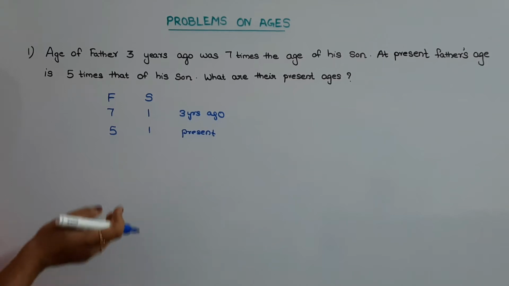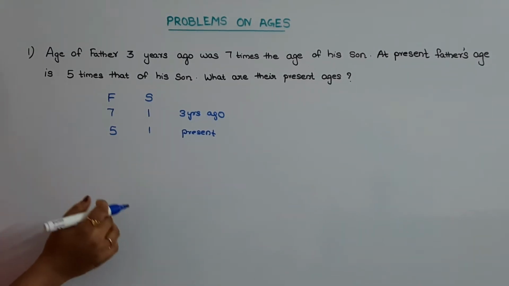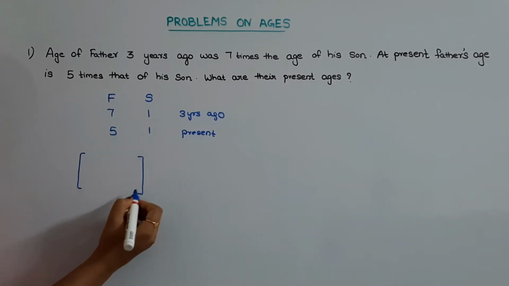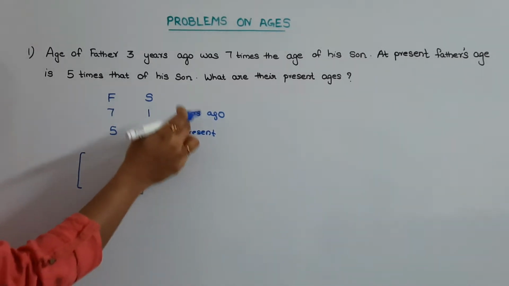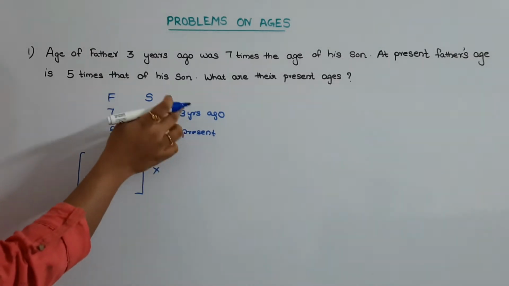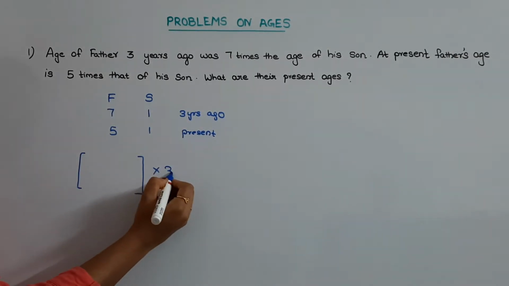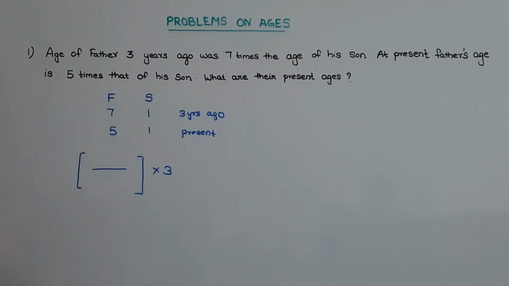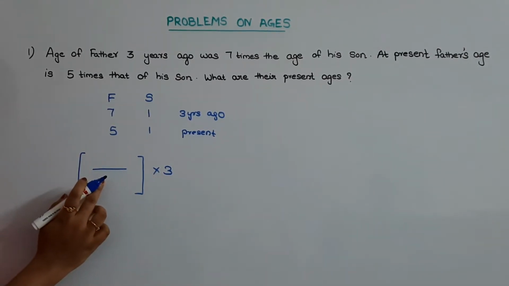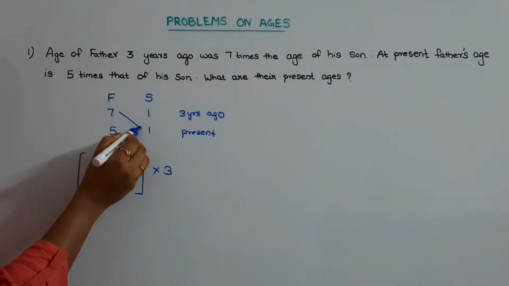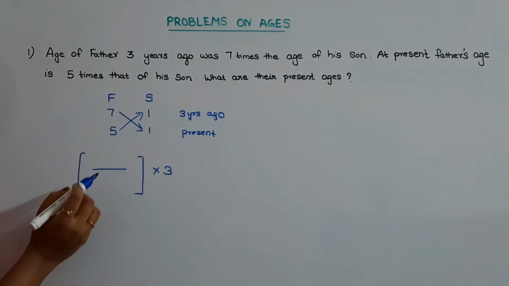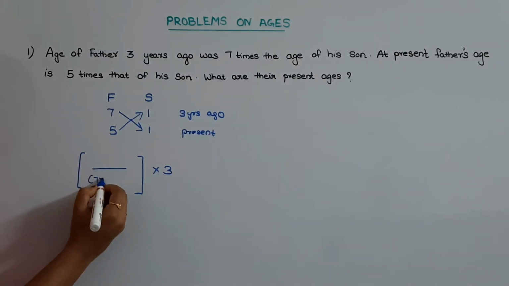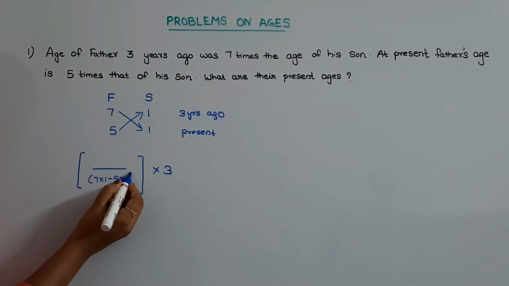There is a shortcut method to find out this answer. For that, the first step is you need to multiply a fraction by the effective number of years, the effective difference in the years, that is 3. Now let us see what should be written in the numerator and denominator part. In the denominator, you need to take the difference of the ratios after cross multiplying, that is 7 into 1 minus 5 into 1.